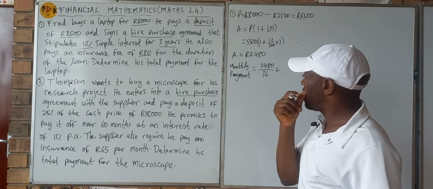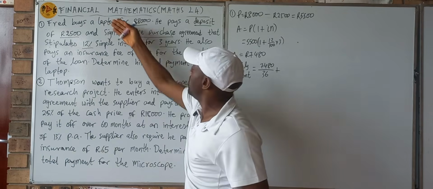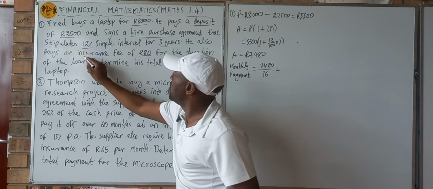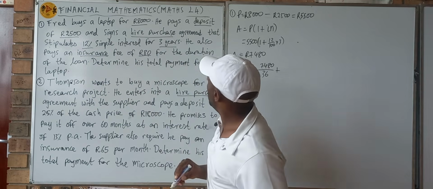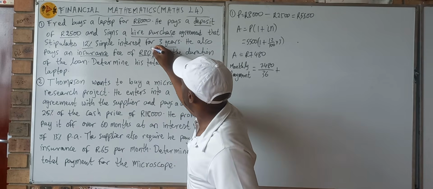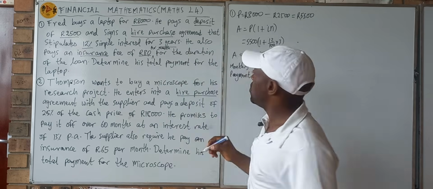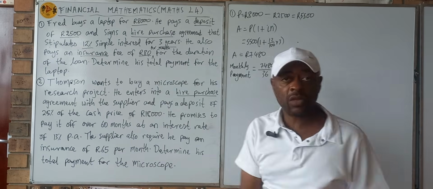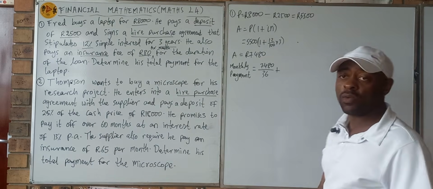But don't forget that for you to have been entrusted with that laptop, you were encouraged to also go for an insurance premium of 80 rands per month. Sorry for that, I missed out that part. He also pays an insurance fee of 80 rands per month for the duration of that loan, because you must have an insurance that will cover that loan.